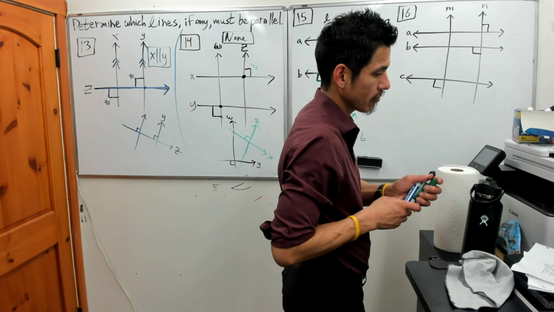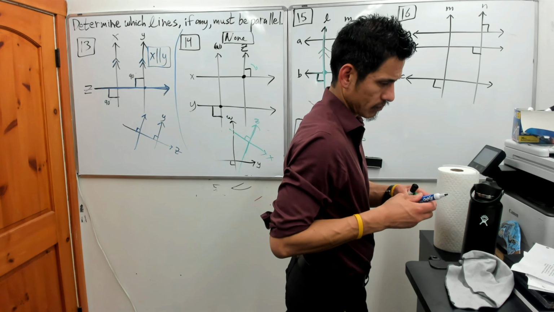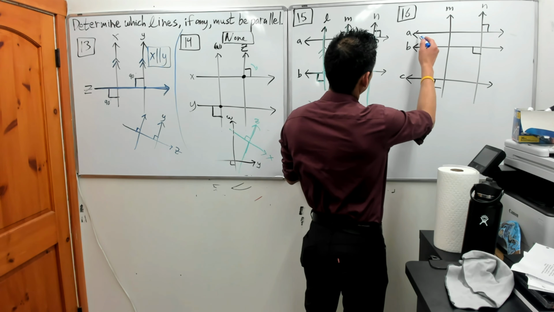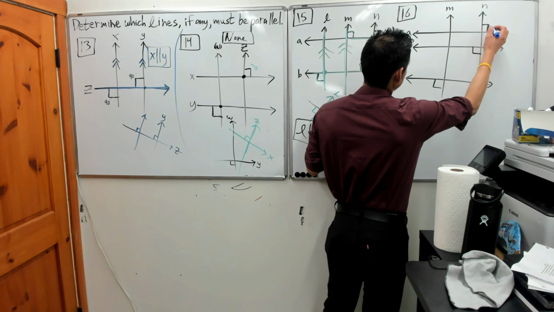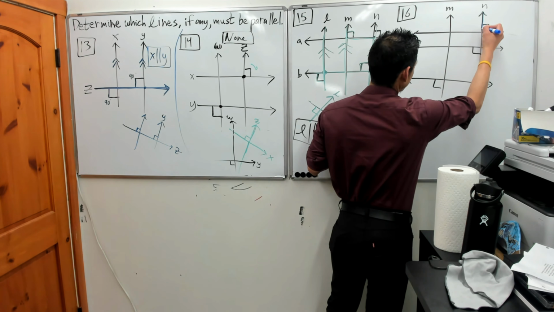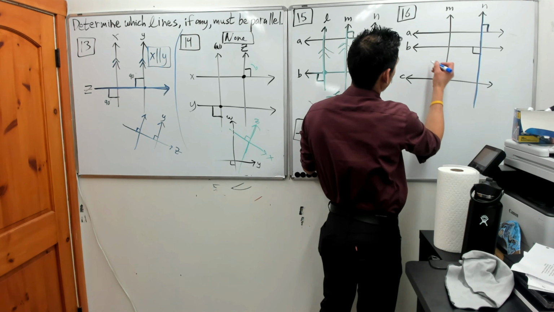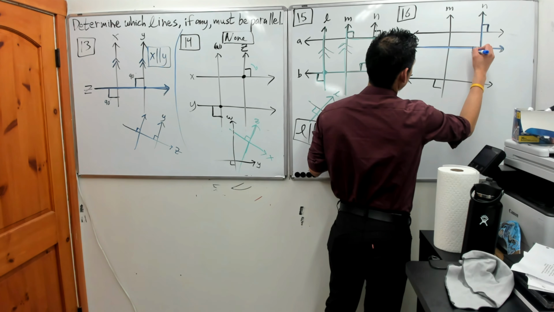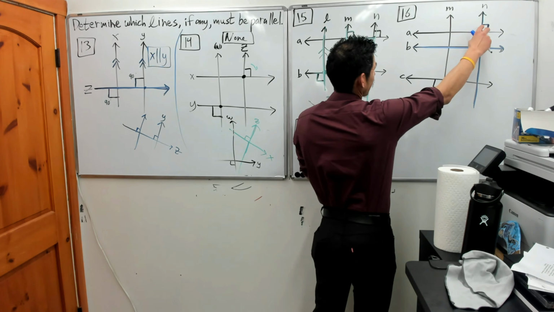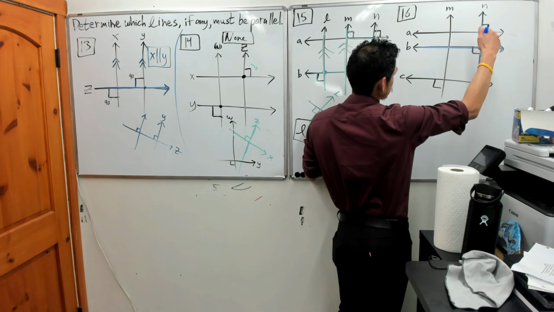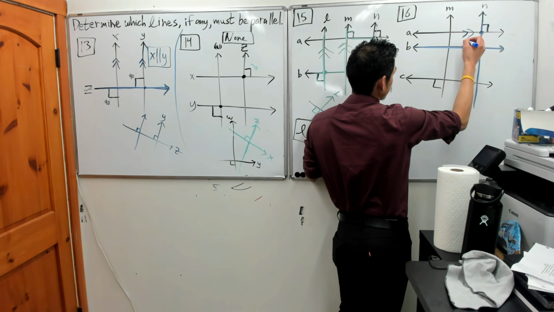All right, last one for now. Lines A, B, C, M, N. A is perpendicular to N, so right here. B is perpendicular to N as well. So N controls basically A to B, so to speak. So A and B are parallel.